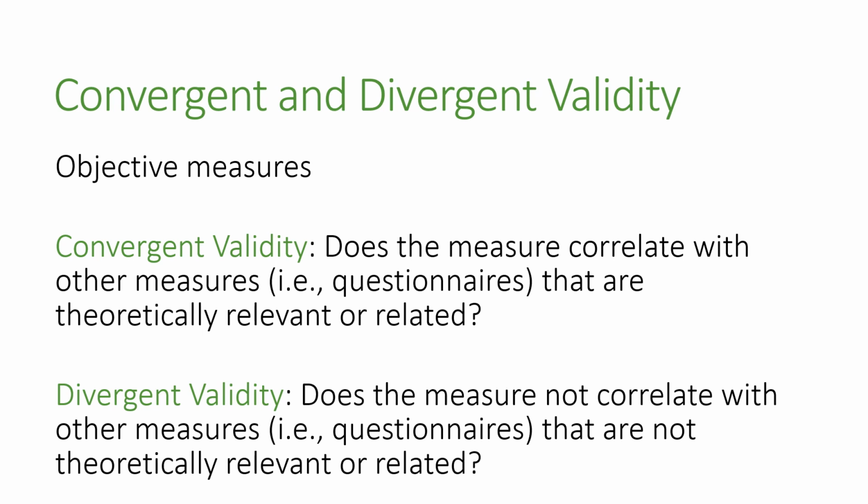Divergent validity sort of asks the opposite question, which is just as important, which is, does the measure not correlate with measures it shouldn't? Meaning, it should not be related to things we don't think theoretically it should have any association with.